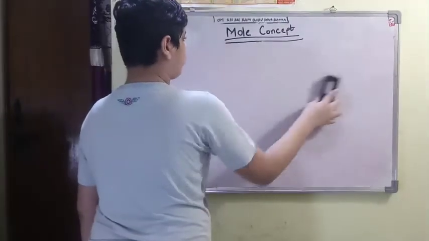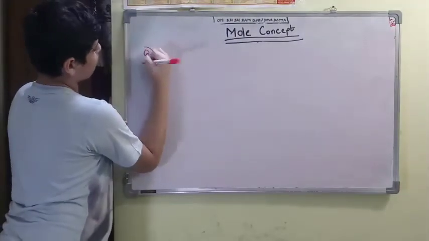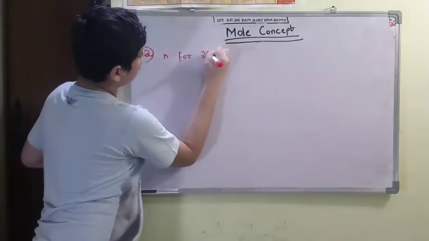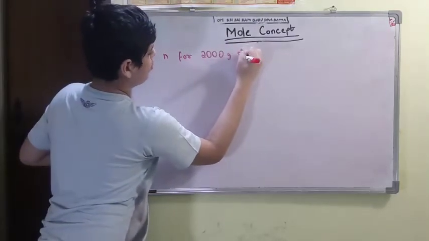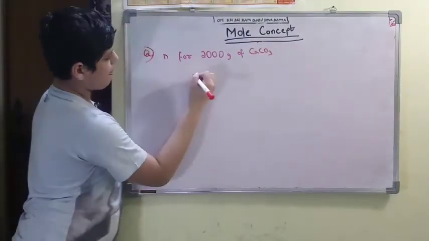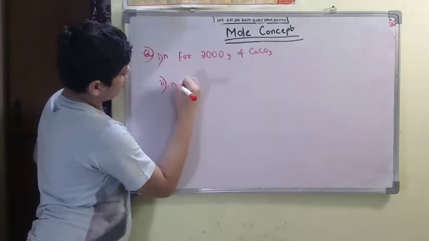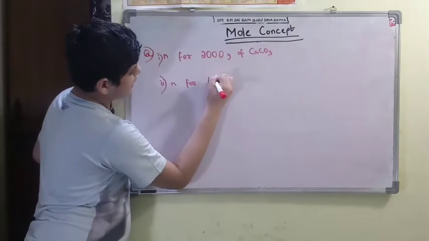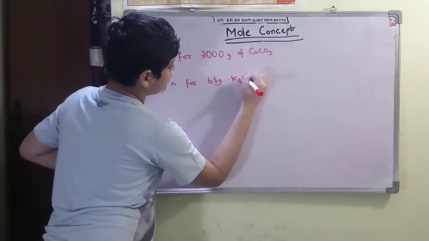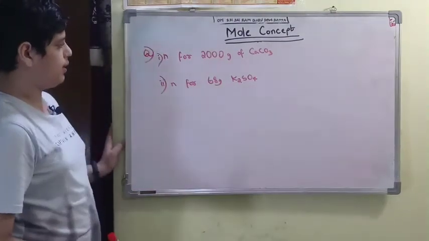We will see a couple of examples on this one. Now he is asking to find number of moles for 2000 grams of calcium carbonate, and this is the first one. Second one, number of moles for 68 grams of K2SO4. Okay, so please try this one, then I will explain it on board.